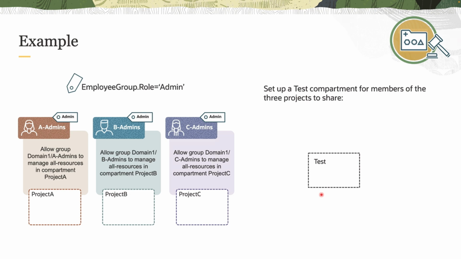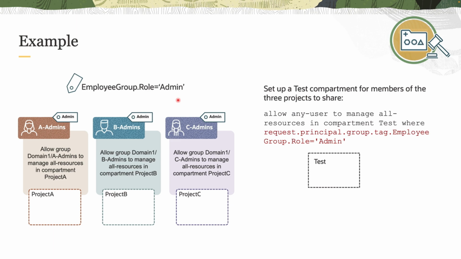You can use tags associated with the three admin groups by writing the following policy statement: allow any-user to manage all-resources in compartment test where request.principal.group.tag.employee-group-namespace.role = 'admin', which is our key-value pair. So what will this policy do? It will allow all your existing admin groups with the tag to have access to the test compartment.